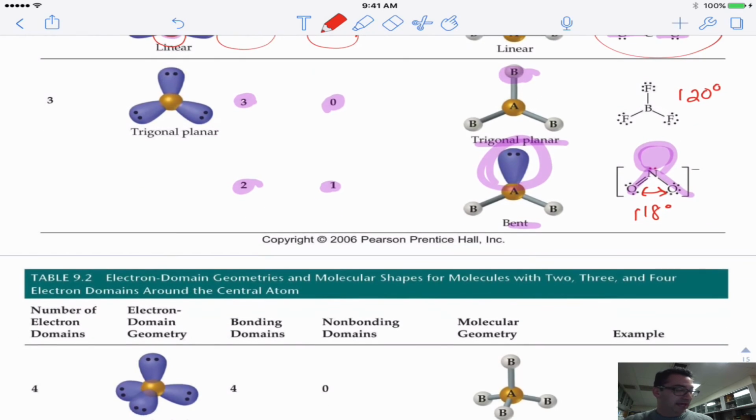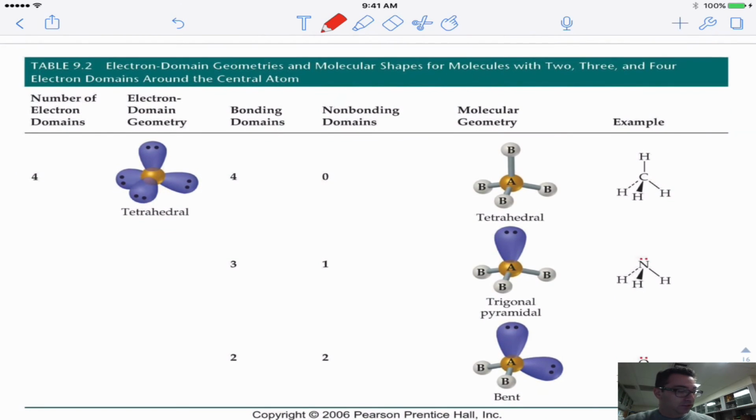Well, what if I were to add 4 domains? 4 domains are in this tetrahedral family. 4 connected atoms and no lone pairs. The atoms will arrange themselves in a tetrahedron. This is now no longer flat. It has this trigonal pyramid at the bottom and an attached atom on top. To be tetrahedral, this has 109.5 degree angles.